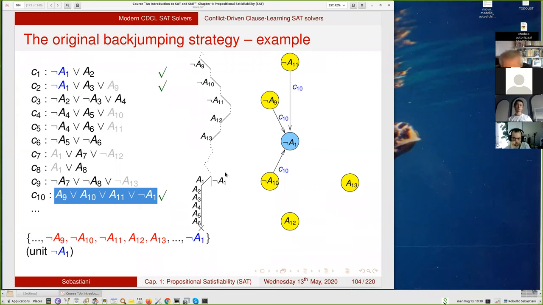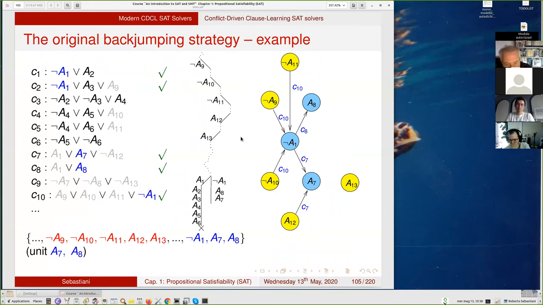Now, this A1 is no more a right decision. It is as if you had unit propagated it. You pretend that you had known this clause from the beginning, and you pretend that you had unit propagated it. So, yes, you unit propagate A7 and A8 and get a conflict.